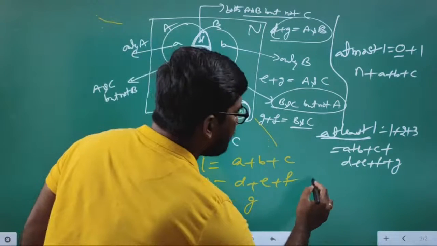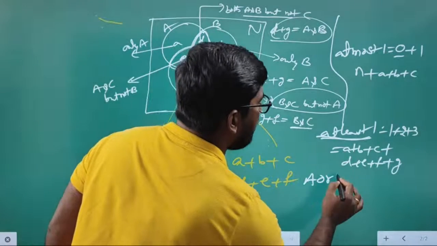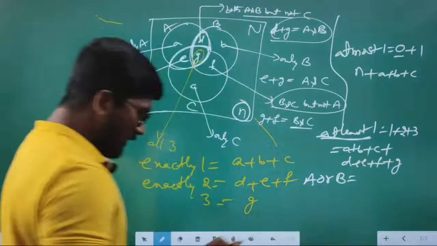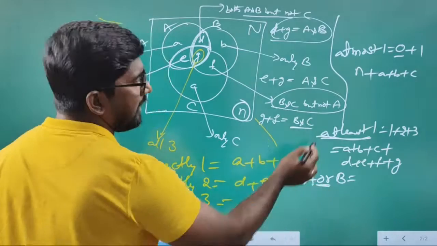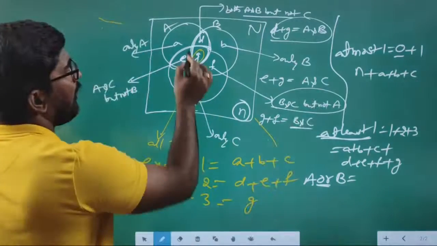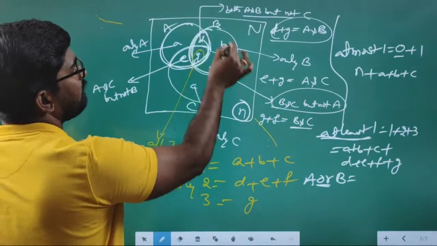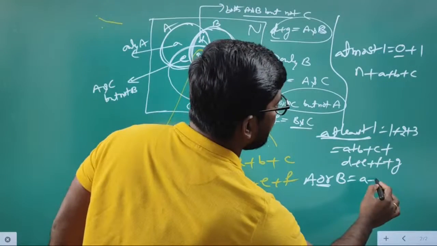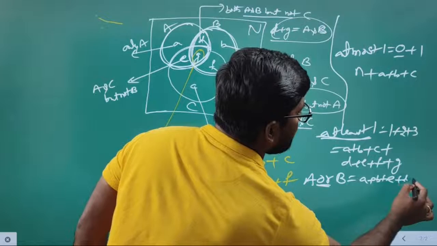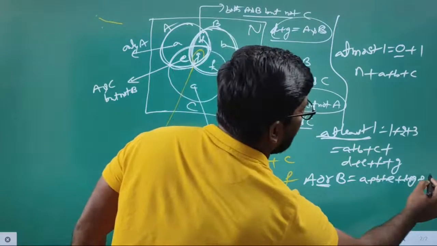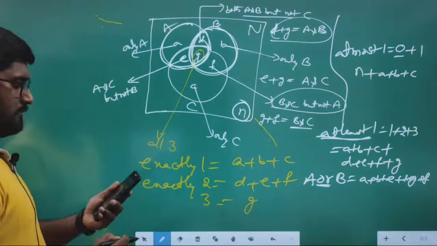If I ask you A or B, what do you mean by or? Or is nothing but union. And is different, or is different. Or is nothing but A or B. I have to consider the total circle. So that is A plus B plus E plus D plus G plus F. That is A or B.